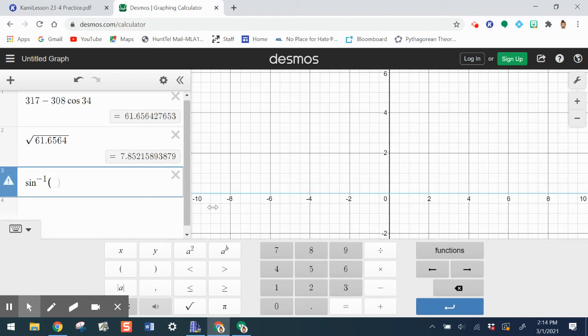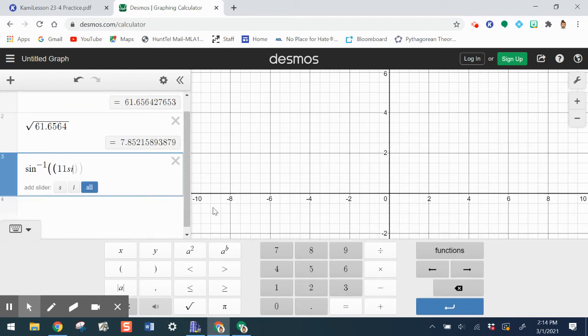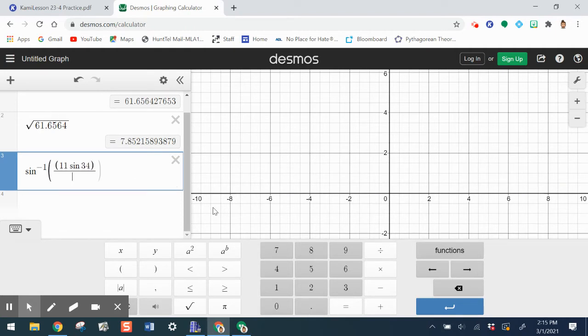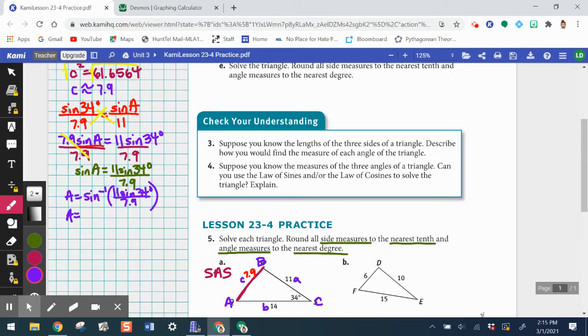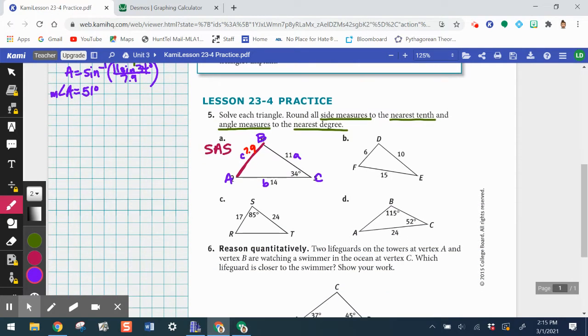So the sine inverse, I'm going to do parentheses, 11 times the sine of 34, close parentheses because I want it to multiply, then divide by 7.9. So we get 51.1, and recall they wanted us to round angle measures to the nearest degree. So the 1 in the tenths place tells the 1 in the ones place to stay down. So the measure of angle A will be 51 degrees. So now we have just found the measure of angle A is 51 degrees.